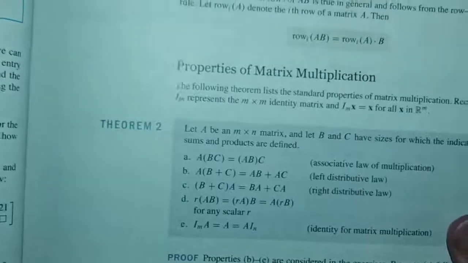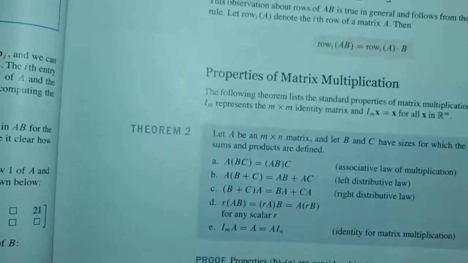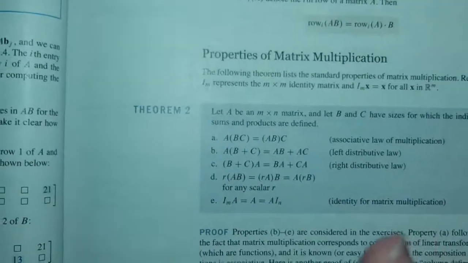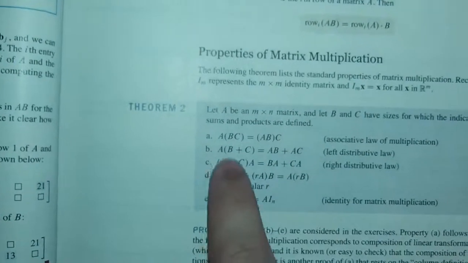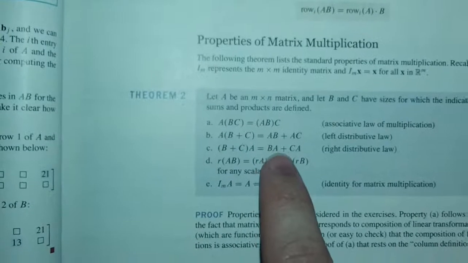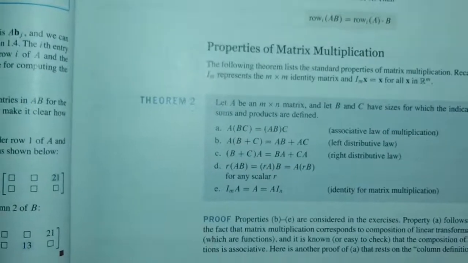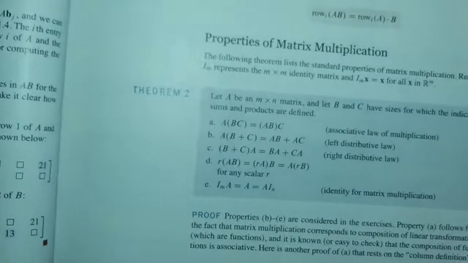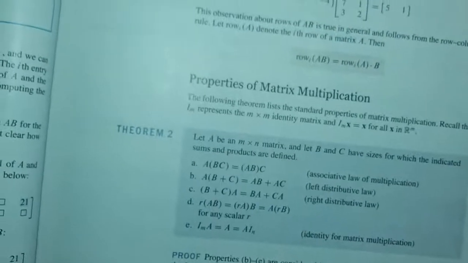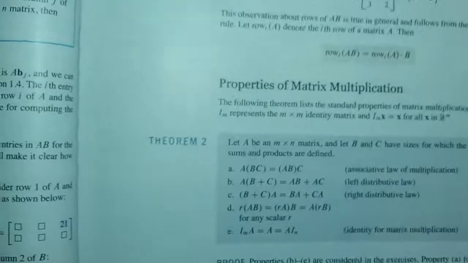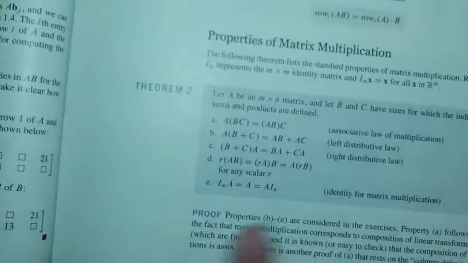Right distribute. Now remember, because matrix multiplication is not commutative, you cannot swap the order of these things willy-nilly. You have to pay attention to the order. The order matters a lot. I mean, you just saw, we did an example where with two matrices, you got a different answer when you swapped the order of the product.